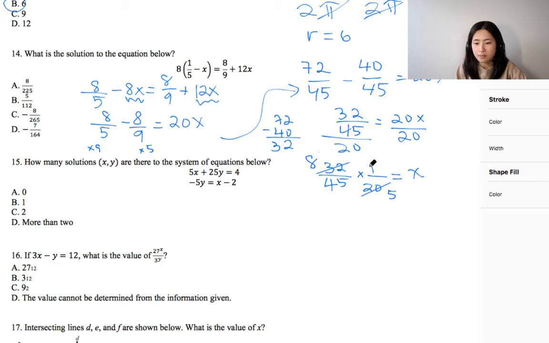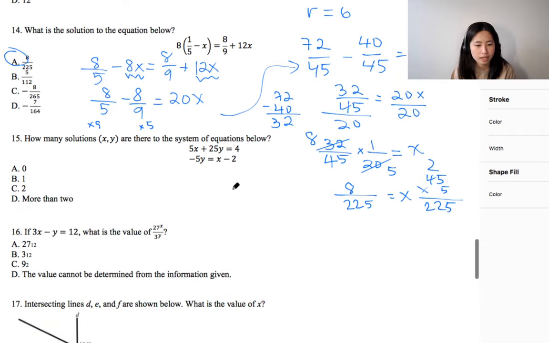That means 8 times 1 is 8, and you have 45 times 5. Let's just do a quick math here. 45 times 5 is 225. And that's equal to x. Therefore, our x is equal to 8 divided by 225. Great.